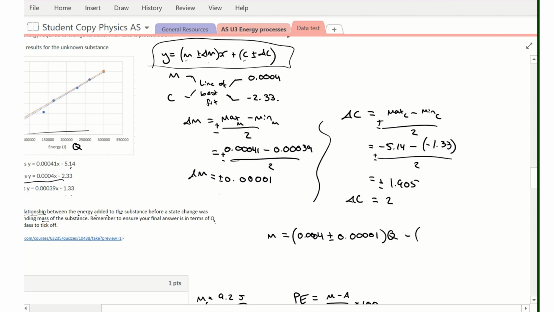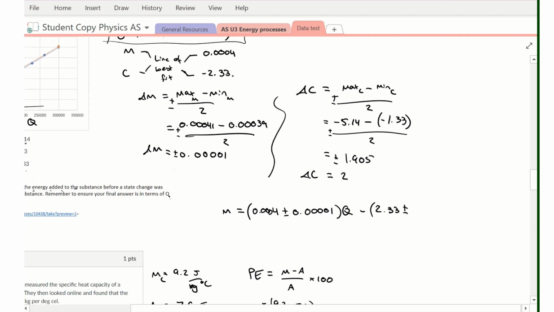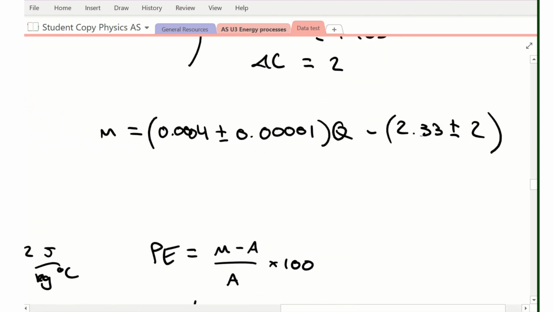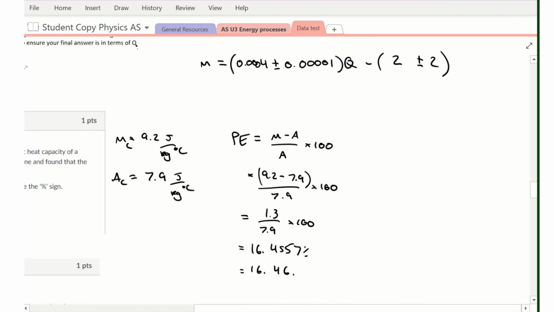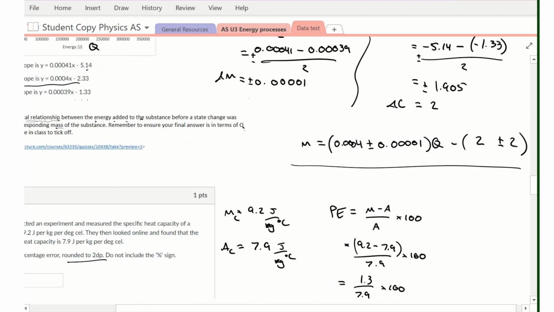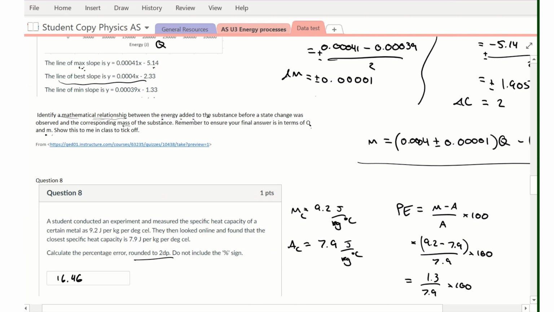Minus our C value, that's here, minus 2.33, plus or minus 2. And that's our answer. We can round this to one significant figure because we've done so here. Well, not one significant figure. It has to match whatever our place value was. So if this was, for example, 0.2, we would round that to 2.3. But because this is in the ones column, we're going to round that to 2. But again, not going to be too critical on that. So there you go. That is a final answer of a mathematical relationship relating mass and energy.